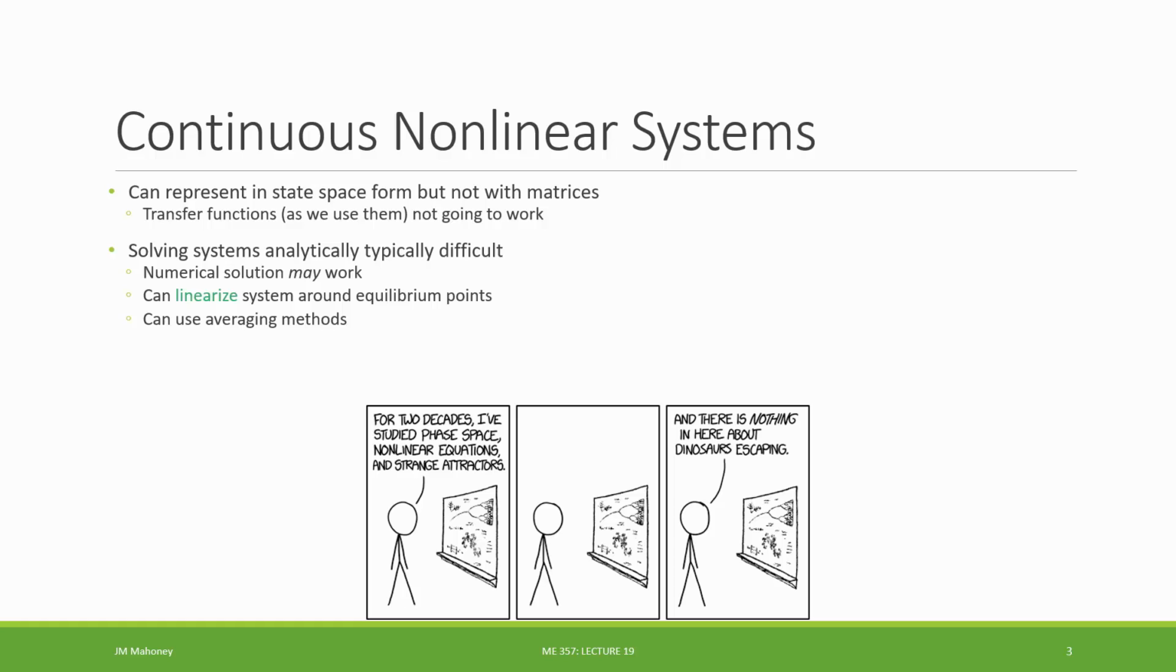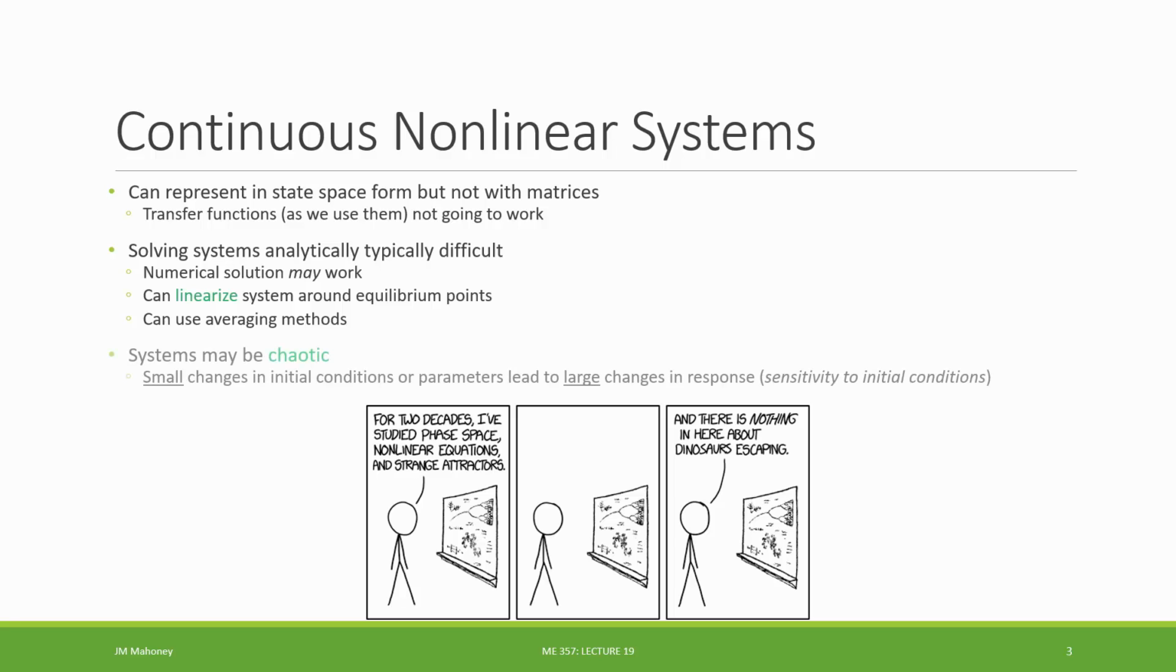Another thing you can do is use averaging methods to see how our dynamic system is going to behave. Again, I'm not going to get into this in this course, but these 2 topics, linearizing our systems or using averaging methods, you would talk about in a more advanced nonlinear course. For this one, again, we're going to stick with just numerical solutions. We just want to see conceptually how nonlinear systems are behaving. We're not going to get too deep into the analysis of them.